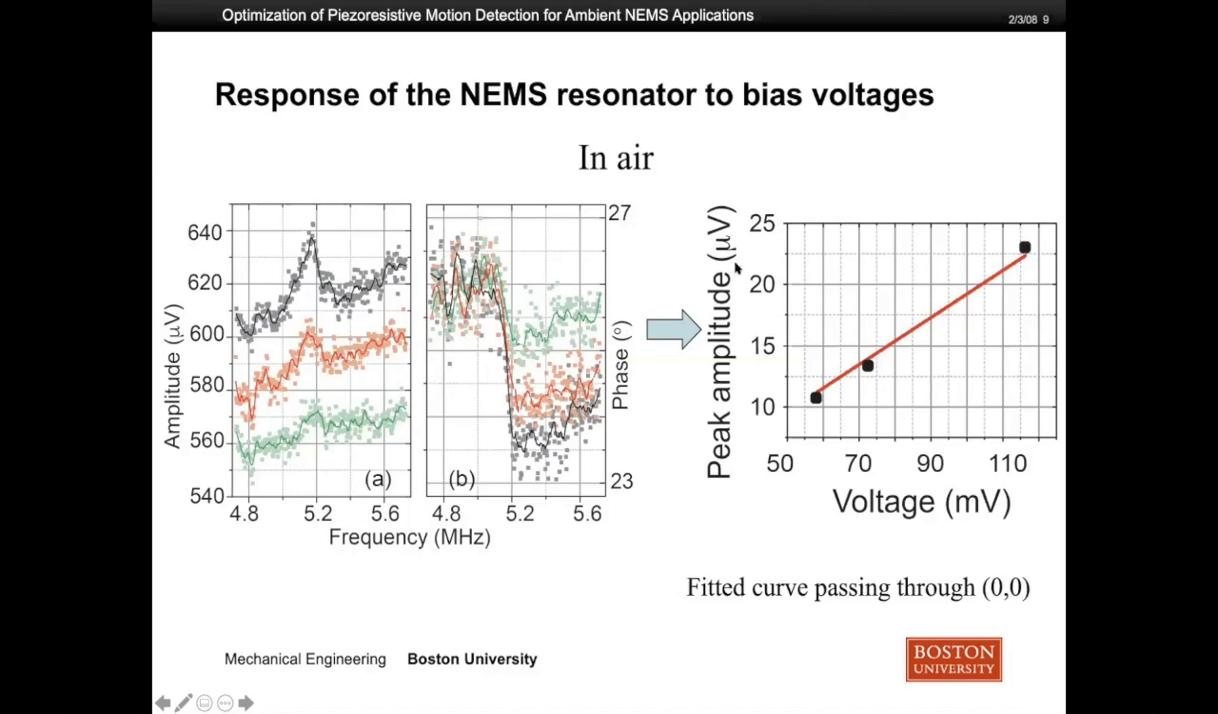Here I plot the peak amplitude as a function of bias voltage, where the peak amplitude is obtained after background reduction. You can see the experiment data, black dots, is fitted linearly by this red curve. The reason is that the resonant signal of the NEMS device is linearly proportional to the bias voltage. By the way, the fitted curve passes through the point 0, 0. You can see this agrees with our experiment data.